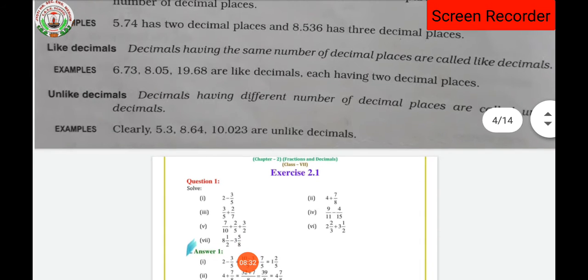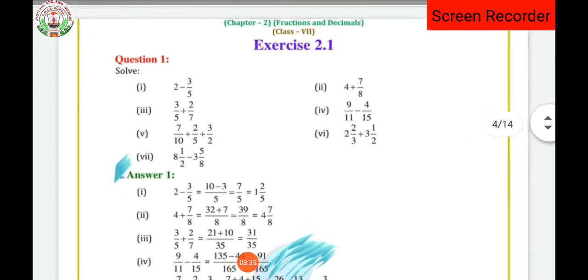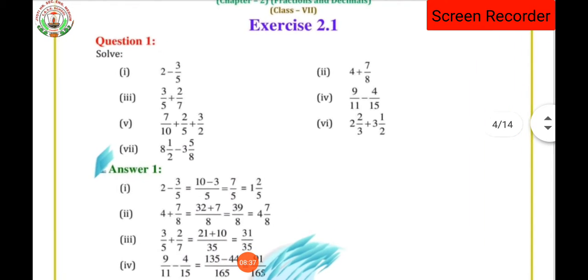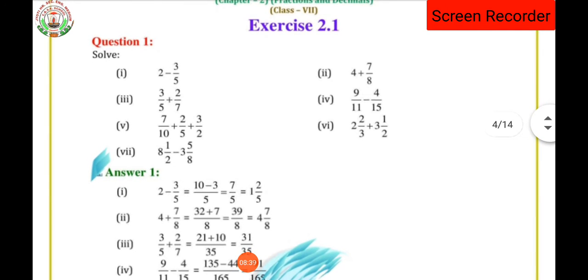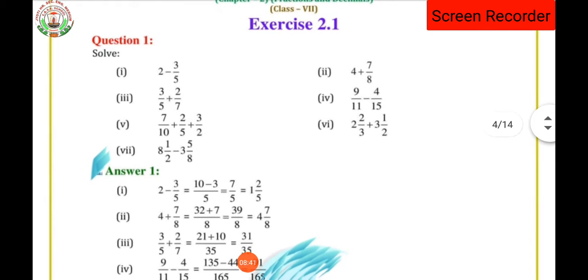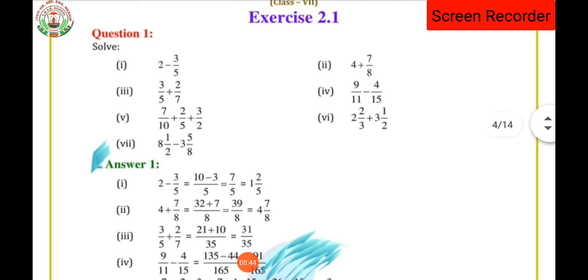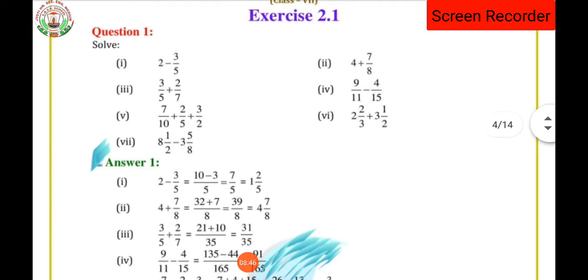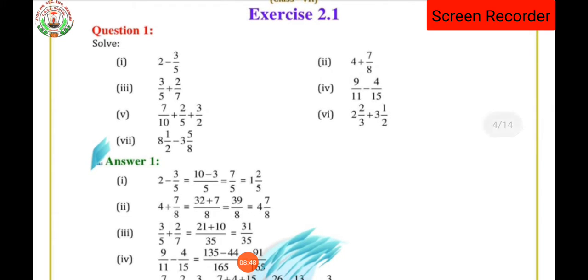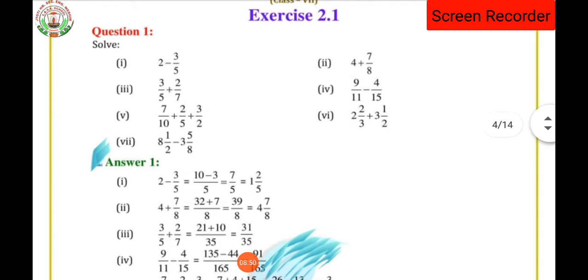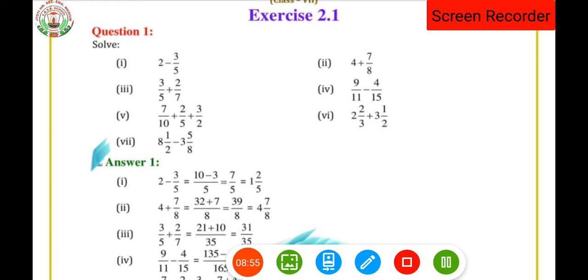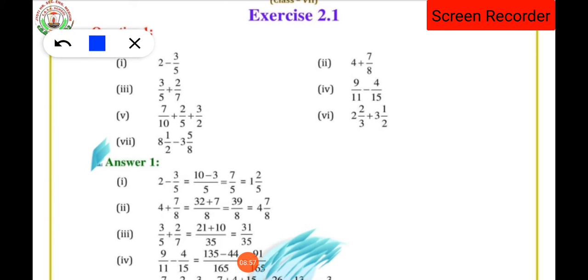Clear, students? So here we have completed our definitions part. So let's see exercise 2.1 from the chapter Fractions and Decimals. In 2.1, the first question is a very simple one, students. You can solve it on your own also, because this type of question you had studied from the very beginning of class 6, isn't it?